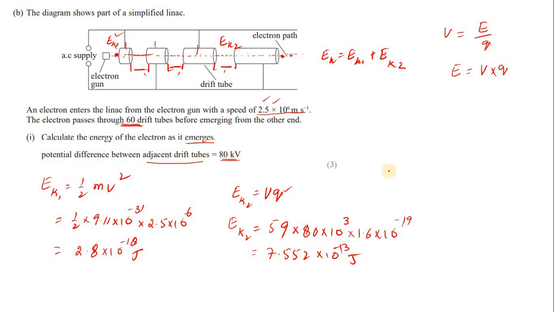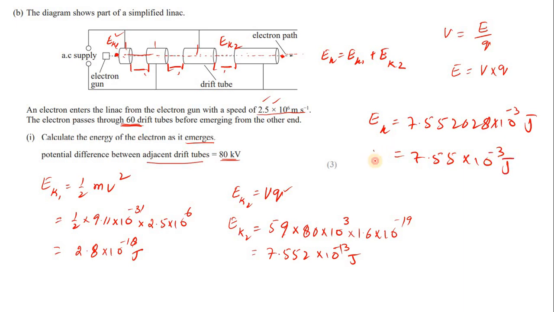So total energy, if you add them together, EK would be equal to the sum of these two, so 7.552 into 10 to the power minus 13 joule, which is rounded off to 7.552 into 10 to the power minus 13 joule. This is the total energy.